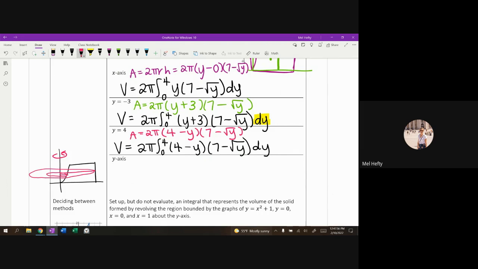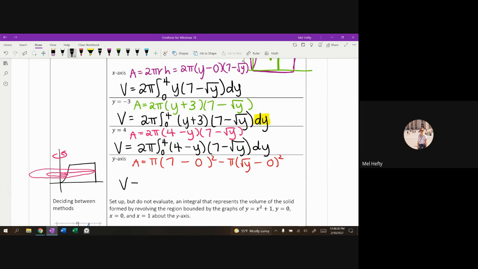So here I would want to do my pi r squared. Would you agree with me that there's going to be a hole in the middle of that though? Cool. All right, so I would want a pi big R squared minus a pi little r squared. Big R squared, I'm going to go from 7 back to the axis, which is 0. Little r, I'm going to go from that curvy function back to the axis. That curvy function was our square root of y.